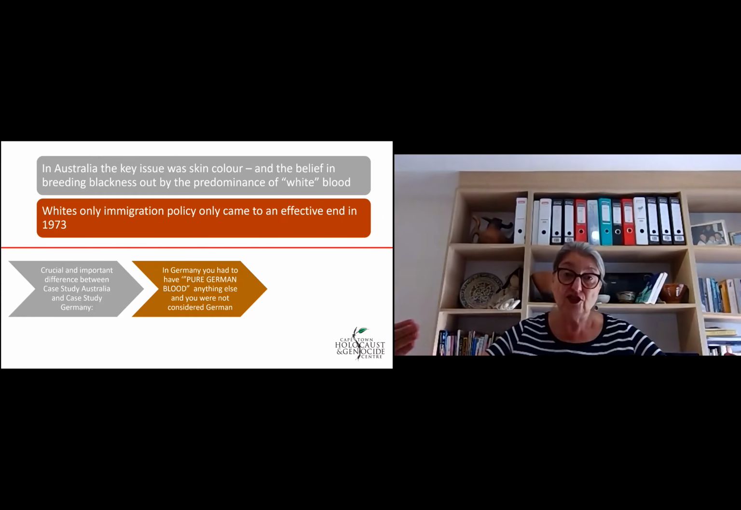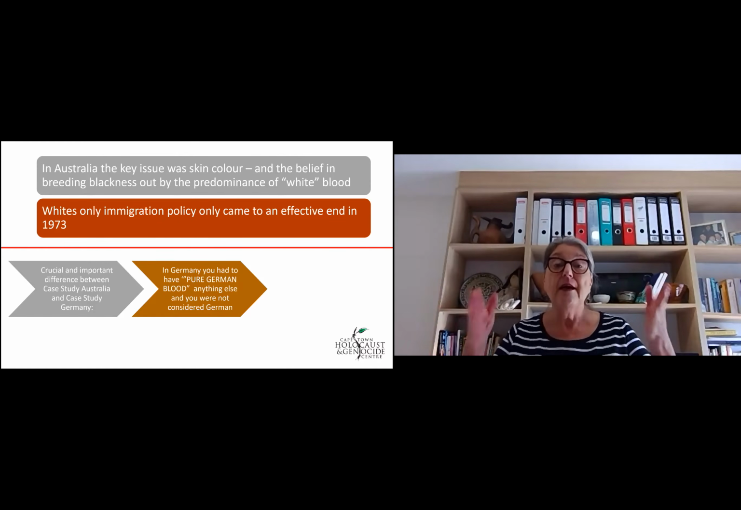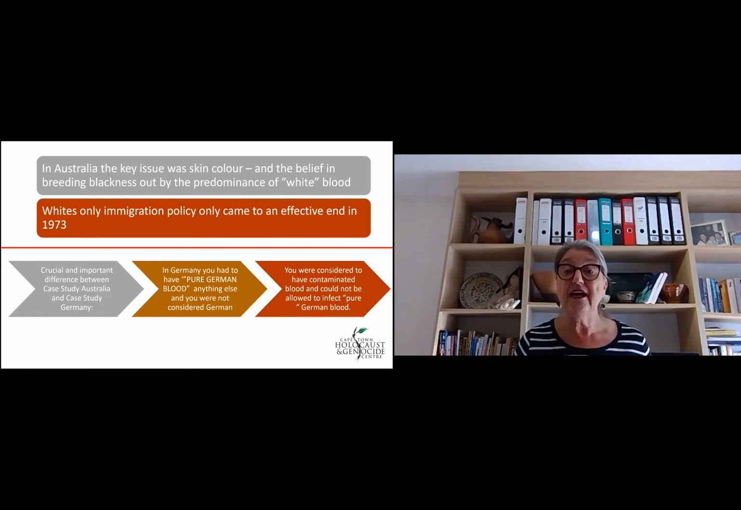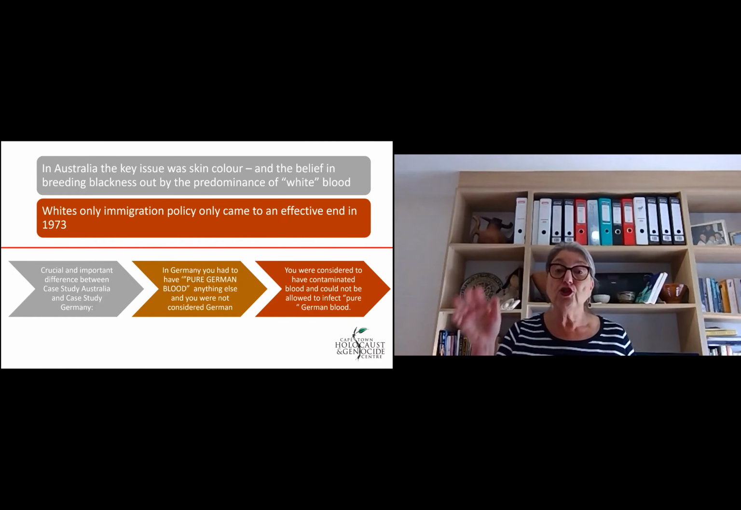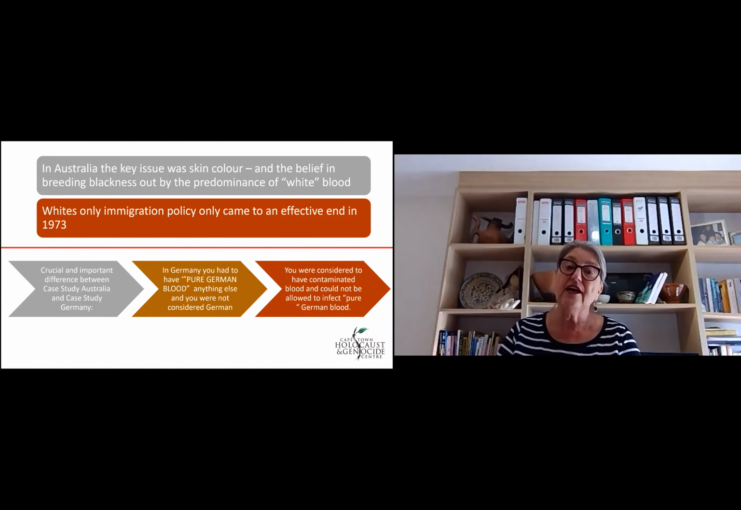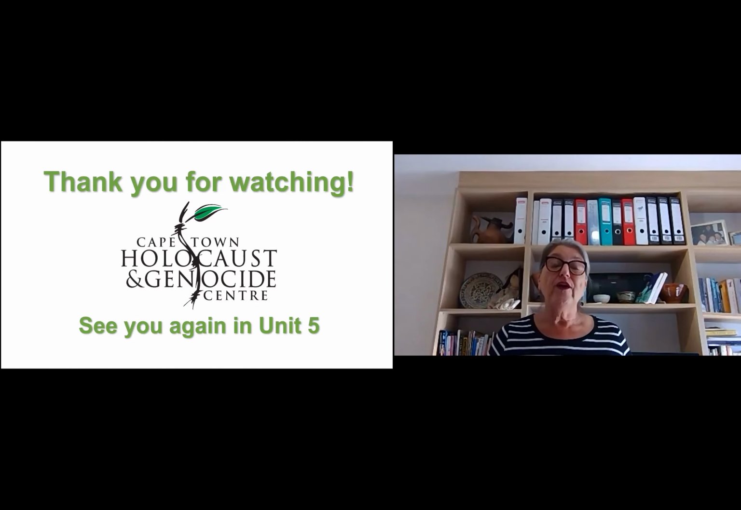Now, I've just said to you, there's no such thing as German blood, Australian blood, South African blood, but the Nazi Germans believed absolutely in purity of blood. And if you were not pure German, according to their ideas, then you were considered to have contaminated blood, and you could not be allowed to infect the pure German blood. But more of this, grade 11, in the next unit, when we will deal with case study Nazi Germany.